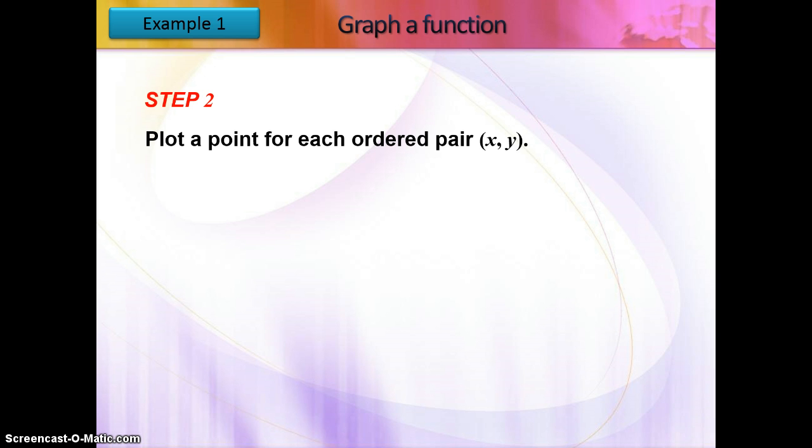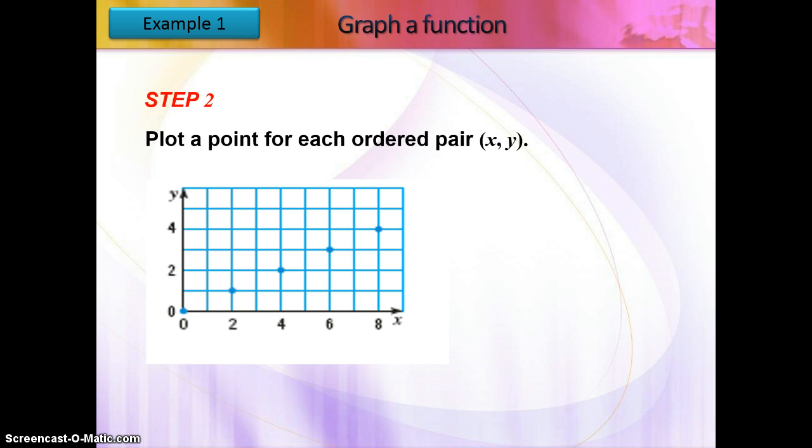The next step is to plot a point for each ordered pair x comma y. So here we have plotted the 5 points. The x values are on the x-axis, which is the horizontal axis, and the y-axis is the vertical axis. So you're going to travel 0, 0 as the first point, and then for the point 2, 1, you would travel from the origin 0, 0, 2 units to the right and 1 unit up and make a point.